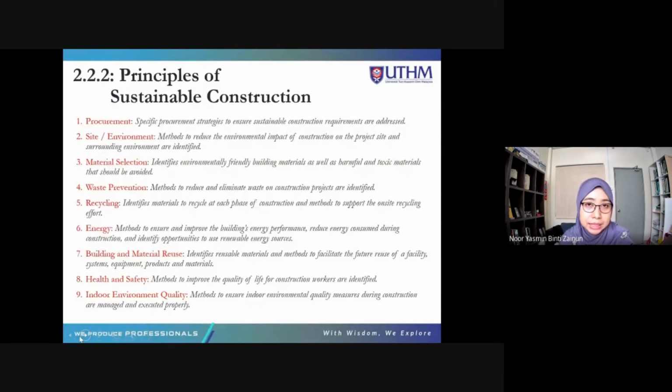Specific procurement strategies to ensure sustainable construction requirements are addressed during procurement. For site environment, methods to reduce the environmental impact of construction of the project site and surrounding environments are identified during the site and environment design.